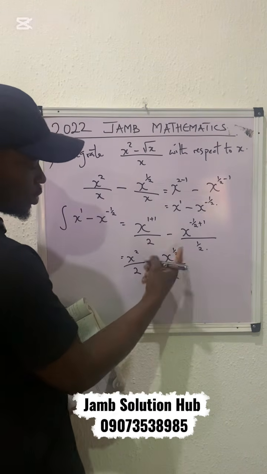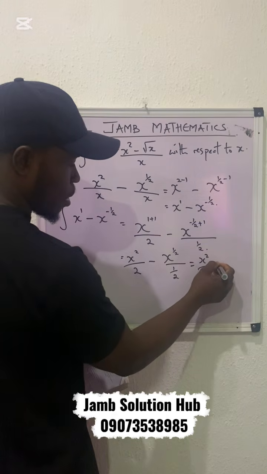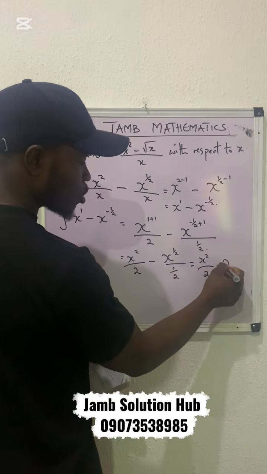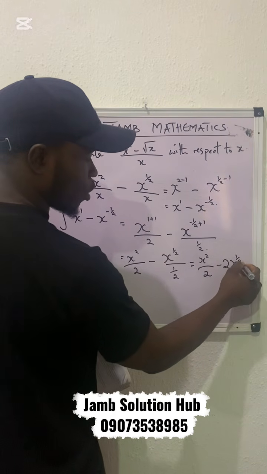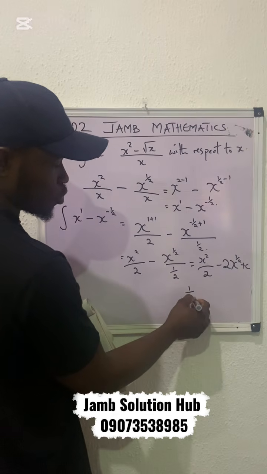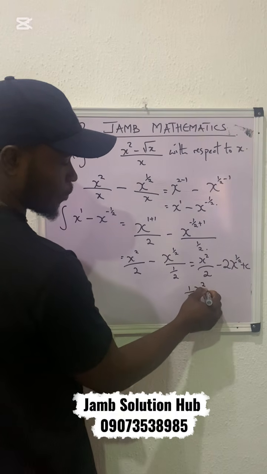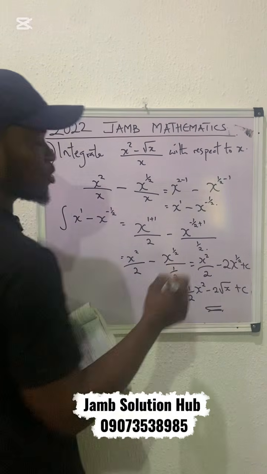All right, so if you do this, this becomes x squared over 2 minus 2x raised to power 1 over 2, and then we have a constant plus c, of which this can be written as 1 over 2 x squared minus 2 square root of x plus c, and that's your answer.